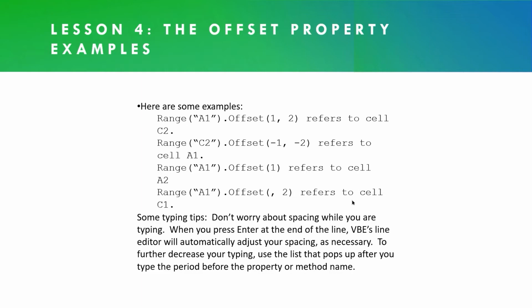No column offset. And then the last example there, Range A1 Offset comma 2. We're not using the rows argument, but we need a comma as a placeholder or we'll get an error message. And we're saying go to the right 2 columns, but stay in the same row. So that refers to cell C1. And again, this PowerPoint is in the video description for future reference. And I already gave you the typing tips that are on the bottom of the slide.